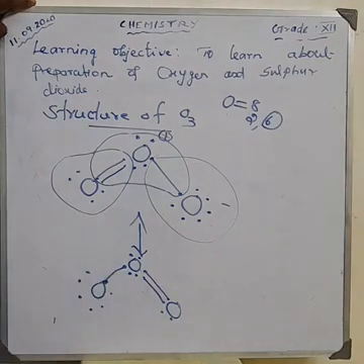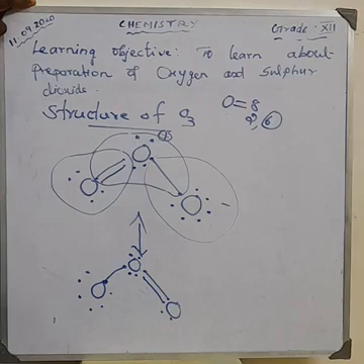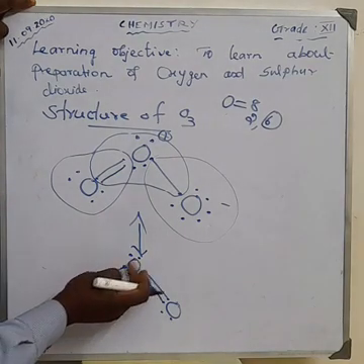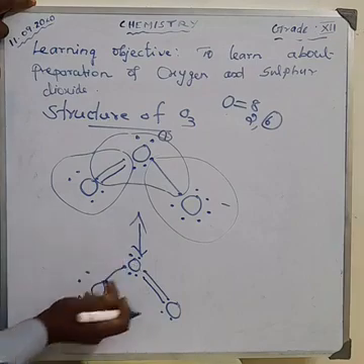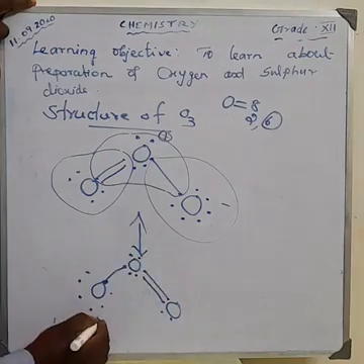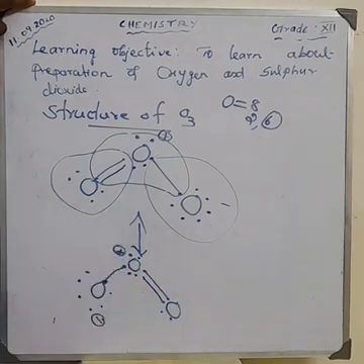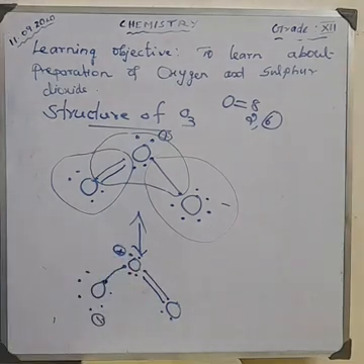Clear? Now, this oxygen gains an electron from this oxygen, so it acquires a negative charge. This oxygen donates an electron, so it acquires a positive charge. This is the structure of ozone. Please practice this diagram. Okay.